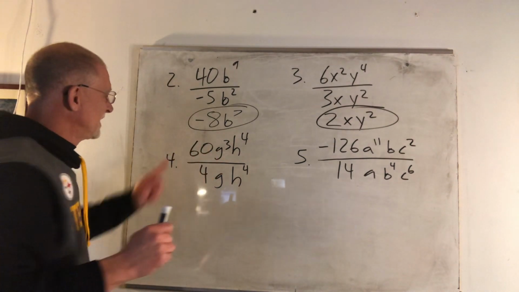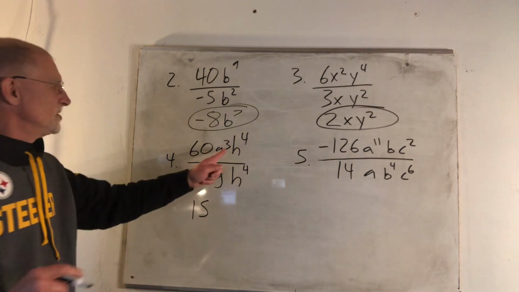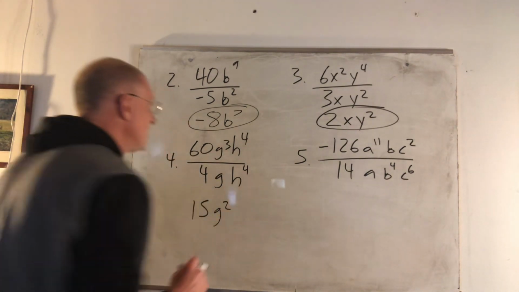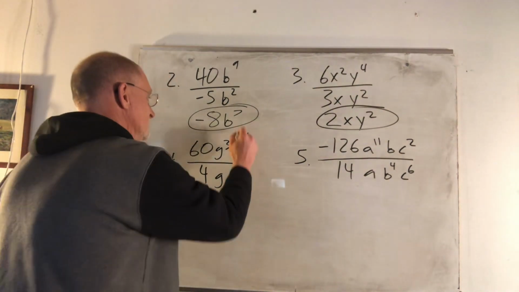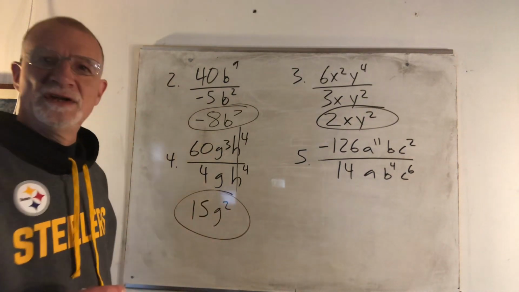Number 4, 60 divided by 4 is 15. G cubed divided by g is g squared. H to the 4th divided by h to the 4th just cancels right out, so they're gone. So your final answer, 15g squared.